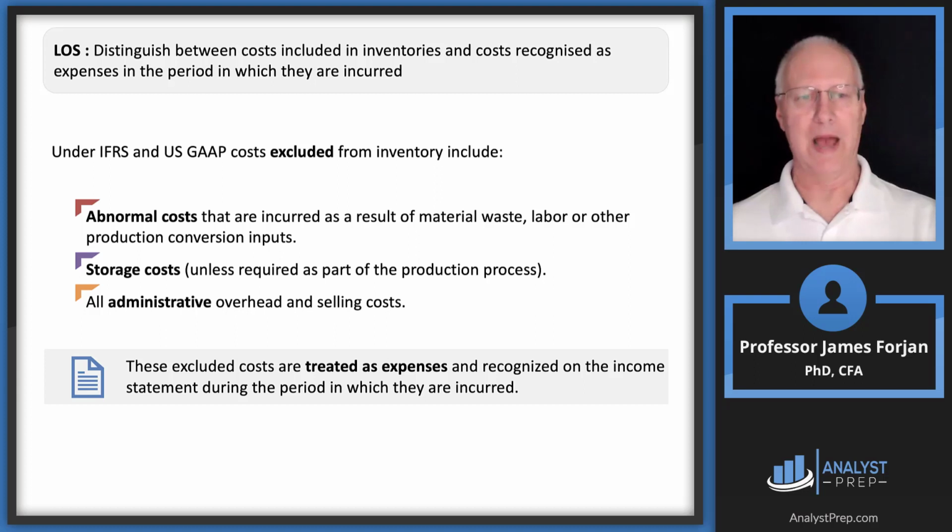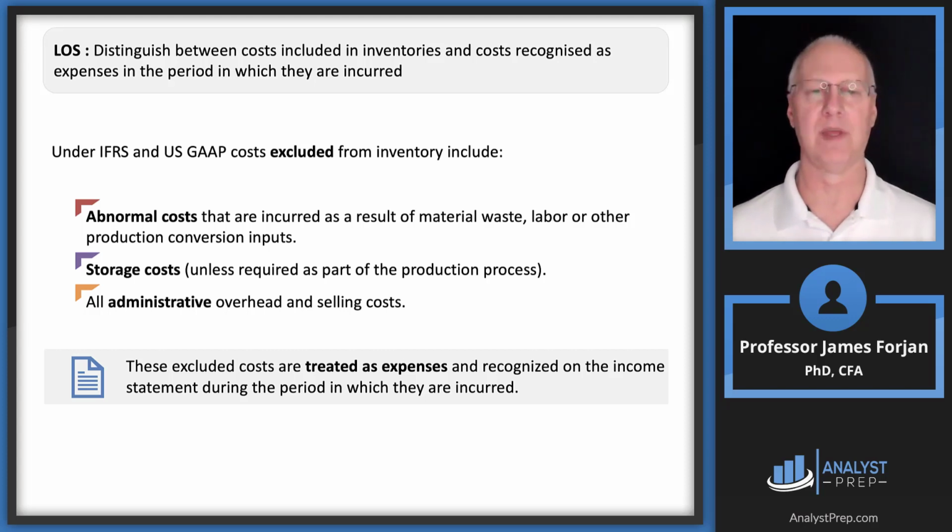Now, notice what happens in those three areas: those things are going to be treated as expenses, and we throw them over to the income statement. We can't include them in the cost of inventory. So once again, what did I say in my initial example? That we have to distinguish between what goes on the income statement and what goes on the balance sheet.